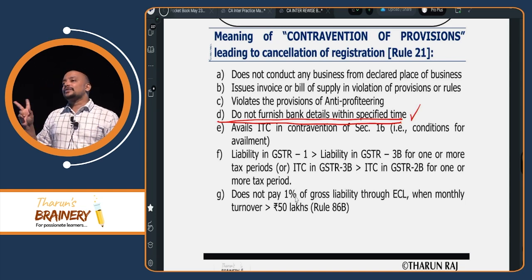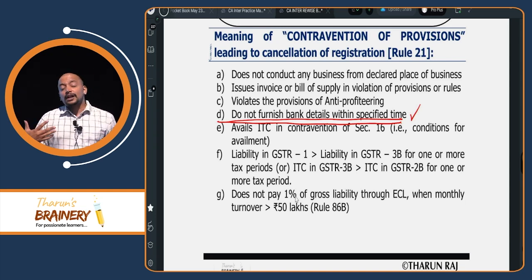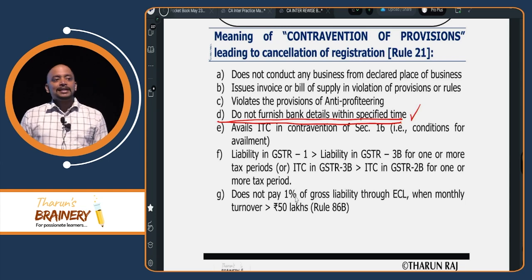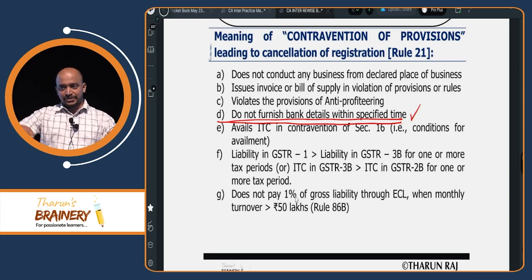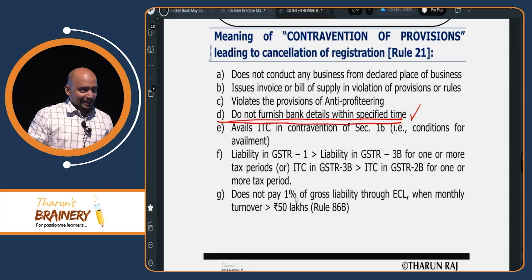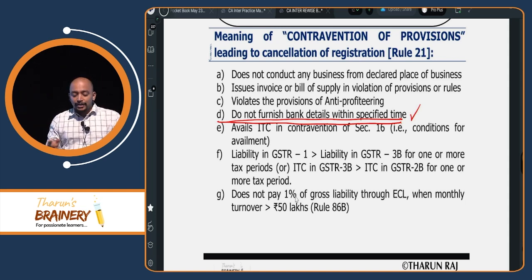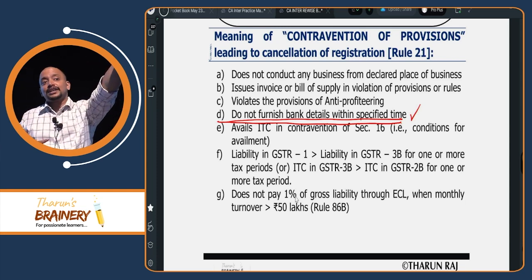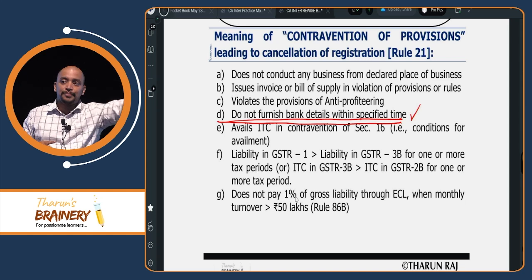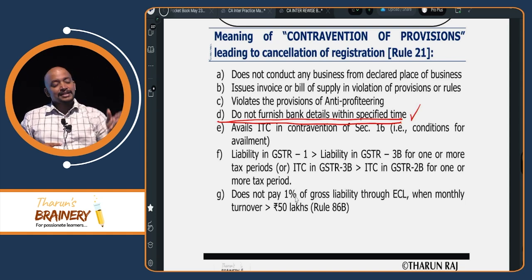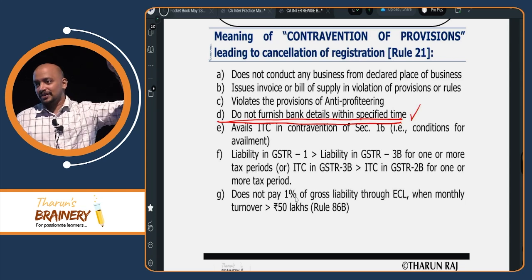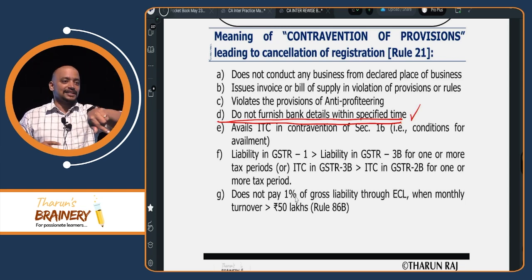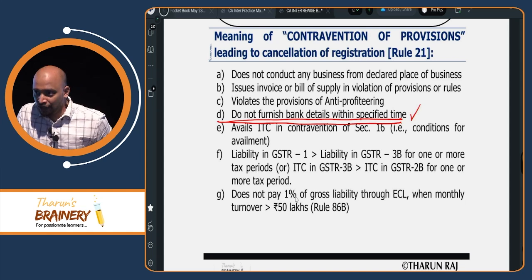Now another theory question is possible. What are the contravention of provisions that leads to cancellation of registration? Total 7 points are there. So these 7 points you need to write. Don't interchange and write. You will not get 1 mark also. When they are asking what are the contravention of provisions that leads to cancellation of registration, don't write 8 points. If you write those 8 points, answer is correct, but not for this question. Okay. For the question, that answer is wrong. So therefore 1 mark also they will not give.